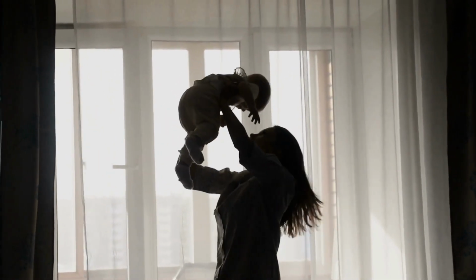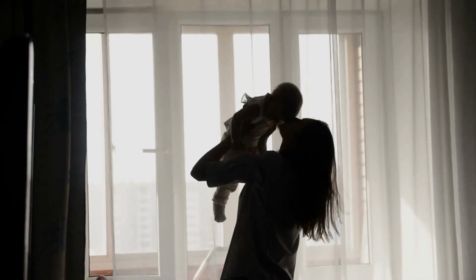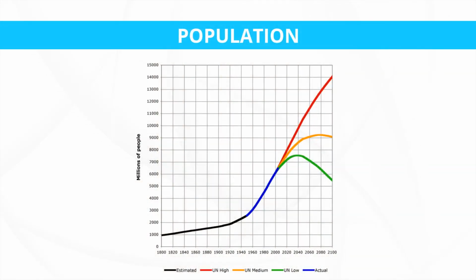And in 2021, the world's average birth rate stood at 2.3 births per woman. And that's down from 5 births per woman in 1950.